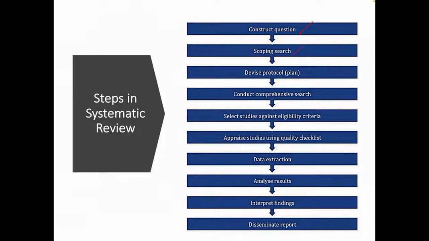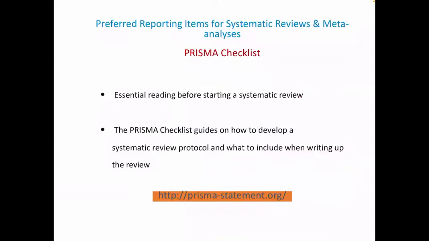You do a scoping search on what is already available. From there, devise a protocol, and then conduct a comprehensive search for the available literature. Identify the studies based on the eligibility criteria. Appraise those studies based on the quality checklist. Extract the data, analyze the results, interpret the findings, and finally, dissemination of the reports, meaning publication and dissemination through meetings, is extremely important, because it is very hard work done in the direction of creating evidence.